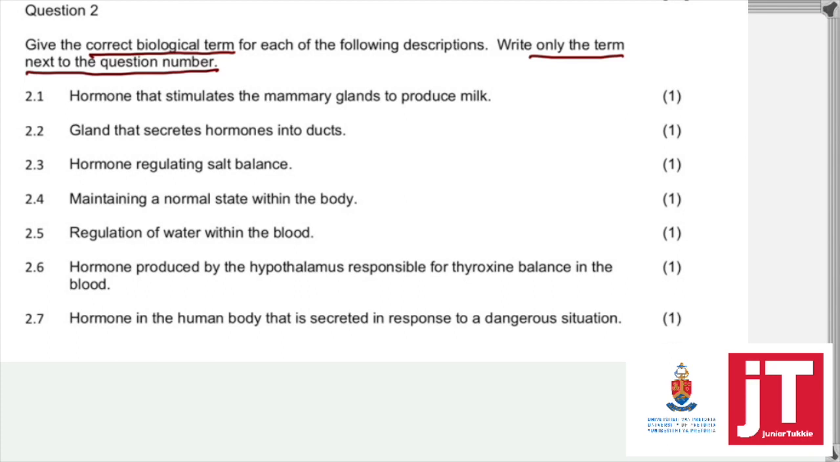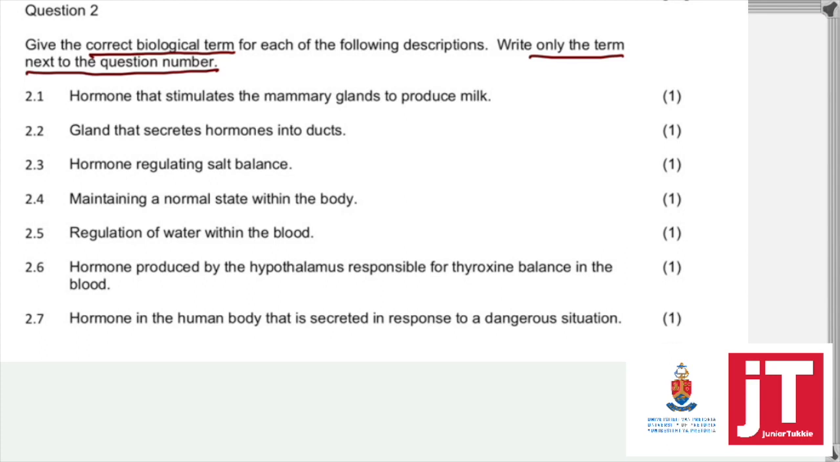So the first thing to do is for us to read this question. Let's give the correct biological term. So we're talking about something that is short and brief. It's not a sentence. And further on in this question we see: write only the term next to the question number. So we know we're not going to be answering in full sentences here. And that is super important, that we be short and to the point as to what we want to write down as our answer here.